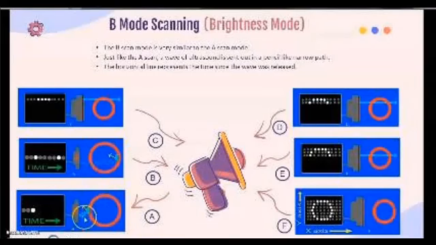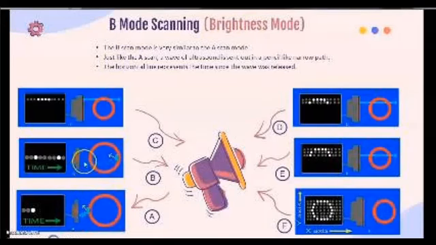I'm still using the same example, which is the eyeball. When the wave meets the first wall, a part of the wave is reflected back into the probe, and instead of a bump, the strength of the reflected wave is recorded by a bright dot. The brightness of the dot represents the strength of the reflected wave. The brighter the dot, the stronger the reflected wave. That's why the letter B can represent brightness.